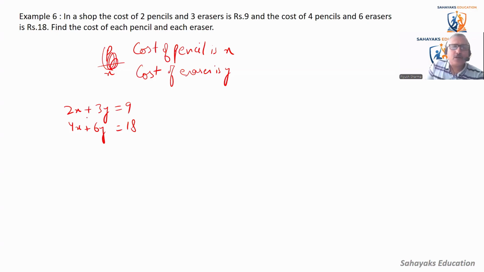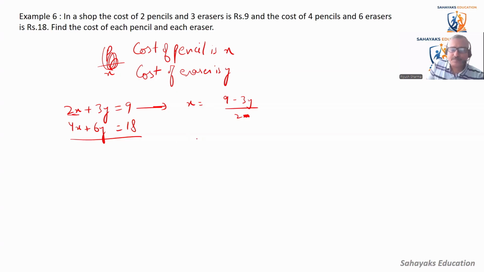Very similar. Now for solving this, I can substitute the value. So I can just multiply this, or I can find the value of X here. From the first equation, X is equal to (9 minus 3Y) divided by 2. This is the value of X. So I'm just putting the value in the second equation.